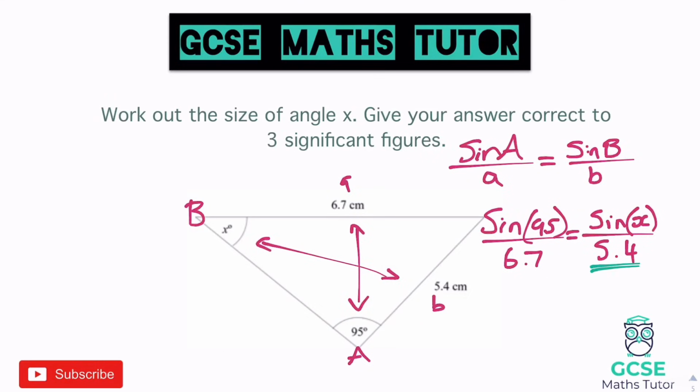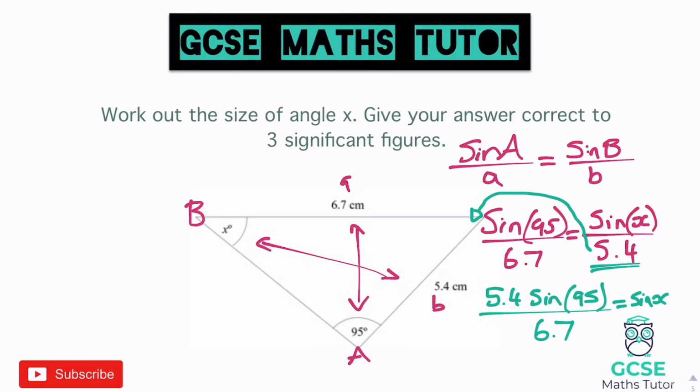This is divide by 5.4, so again just timesing both sides by 5.4. So when I times this up, I'm going to write it in the same way as I did before. When I times it up to the numerator, I'm going to write it just at the start here, and I'll write it down to start with. So that would give me 5.4 sine 95, and that's over 6.7. And that now equals sine x. There we go. So I've not got the x on its own, but it does equal sine x.